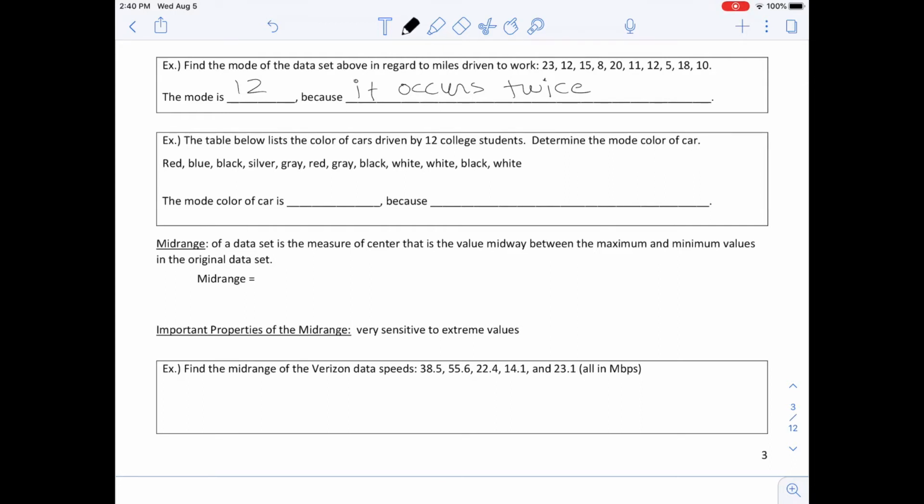The next example says the table below lists the color of cars driven by 12 college students. Determine the mode color of car. Carefully looking at those, you will notice that this one actually has two modes. I'm going to put a B for black and a W for white. Both black and white are the mode, because they both occur the same amount of times, 3 times, and that's the most out of all those colors.